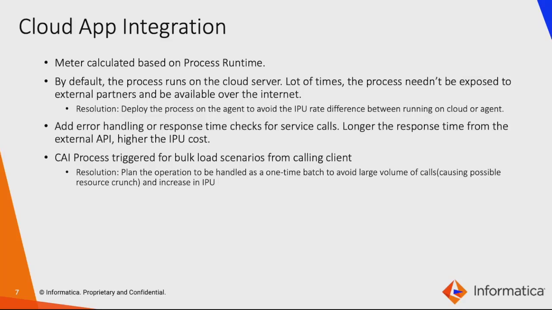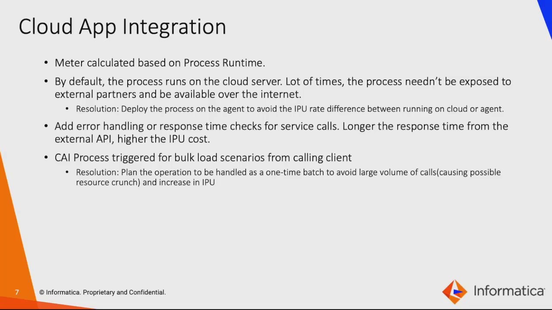Just make sure whoever is calling the CAI process has some process set up where you handle these bulk loads in a different fashion, rather than just calling CAI processes for every record change, right? For every row, for example. So for CAI, these are the very common patterns that we see for IPU burn.